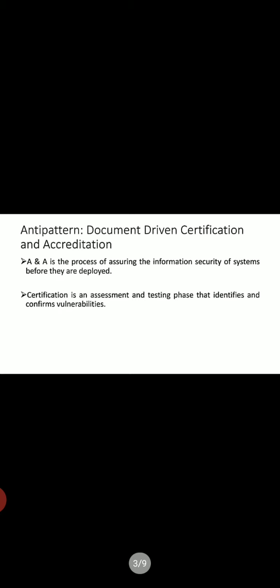Now, accreditation is an executive approval process that accepts the risks discovered during certification. To repeat: certification is a testing phase that identifies and confirms the vulnerabilities, and accreditation is a process that accepts the risks discovered during certification.